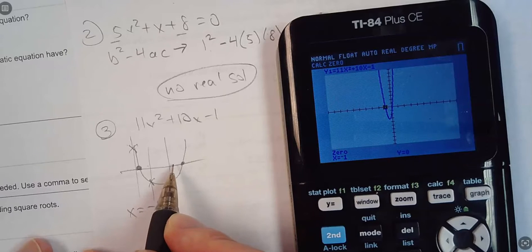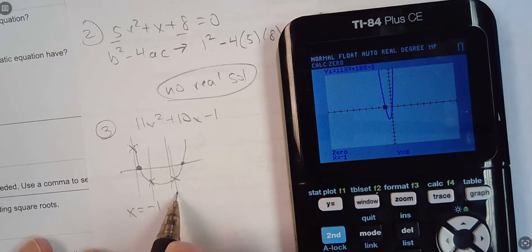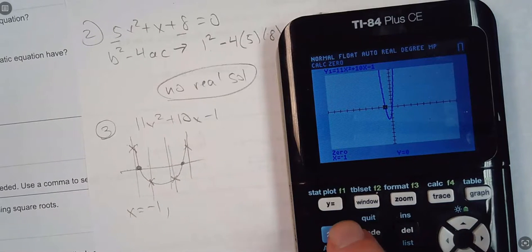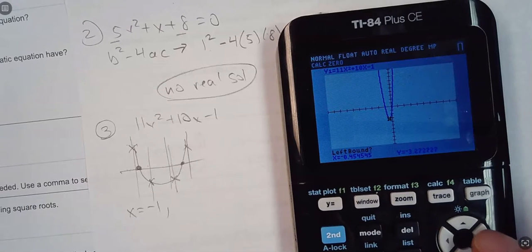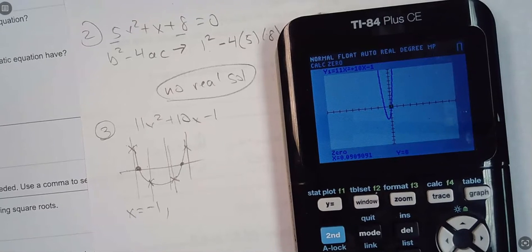Now to do the other 0, if this is a 0 right here, when it asks for a left bound, to be to the left means you're below. So my left bound I want to be below, my right bound I have to be above. Okay, so second calc, 0. Again, for a left bound, make sure you're a little bit below it. For a right bound, be a little bit above it. And then for guess, just hit enter again.